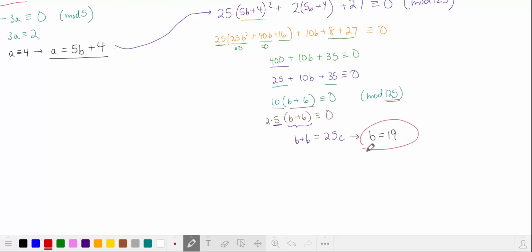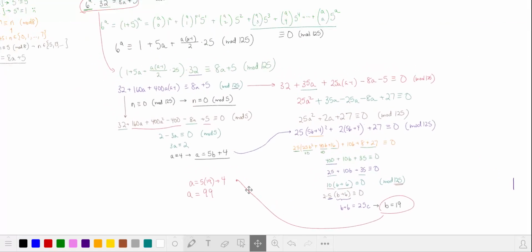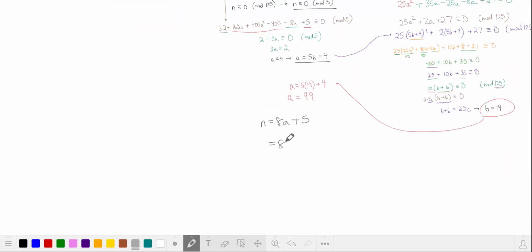We'll take this value of b and substitute it back in for a. This gives us a is equal to 99. And let's find our expression for n in terms of a. Here it is, 8a plus 5. Substituting 99, our answer is 797.